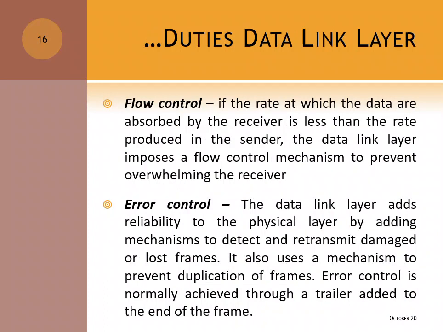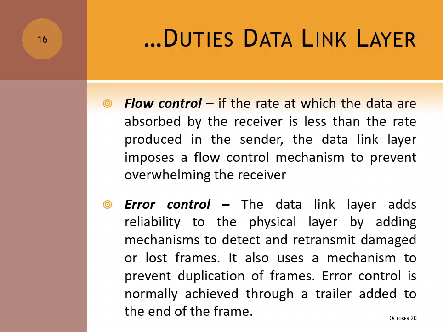Next is flow control. The next duty of data link layer is flow control. What is flow control? If the rate at which the data are absorbed by the receiver is less than the rate produced by the sender, the data link layer imposes a flow control mechanism to prevent overwhelming the receiver. If you still remember, I have mentioned in chapter 1, if the sender supports 100 megabit per second, the receiver can only process at 1 megabit per second. So how to slow down the sender? It is the duty of data link layer to impose flow control at the sender side. Maksudnya, ada mekanisme tertentu yang akan dilakukan oleh data link layer untuk slow down the sender so that the receiver can cope with the speed. Next one is error control.